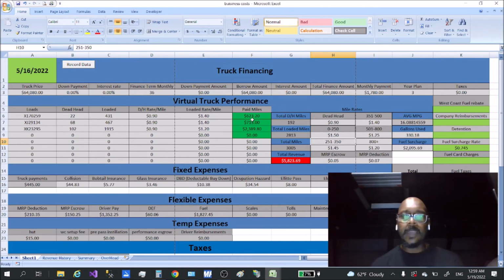Okay, so I got paid $623 for this load here, $715 for this one, and I got paid $2,389 for that load going to Utah. This one here was going to Greensboro, Alabama. After I delivered this load in Greensboro, I went home, saw my family for a couple of days, and I left out again and delivered this load here to Utah. So that one paid pretty good.